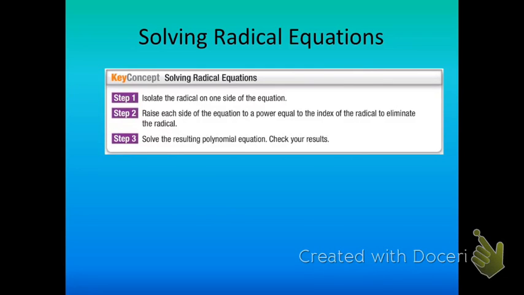Step 3, solve the resulting polynomial equation. And the most important 3 words on the slide are right there. Check your results.